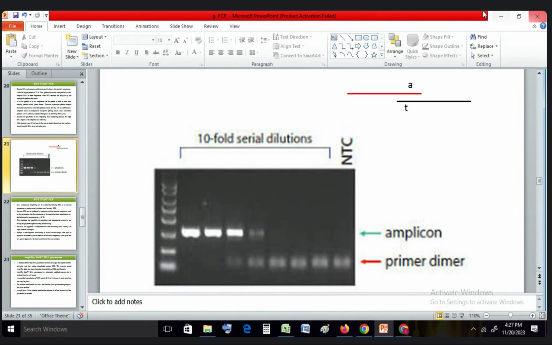Take a primer of yours: this one is the forward primer and this one is the reverse primer. They must have A and T or G and C. Those A and T of both primers can anneal, can hybridize to each other. And this is a substrate for the DNA polymerase. At room temperature, DNA polymerase can function very well. It can then polymerize this part and this part and make a primer dimer, even at room temperature.